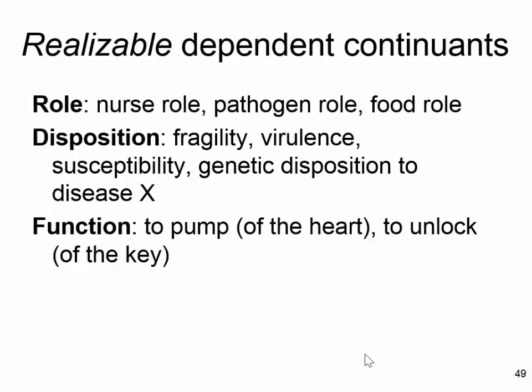Now, this is not necessarily an exhaustive list. There may be other realizable dependent continuants which BFO needs to recognize also. BFO doesn't claim to be complete. It claims to be all-embracing. It wants to be complete. But if somebody needs a fourth kind of realizable dependent continuant, and if they make a good case, then we would add that to the list.